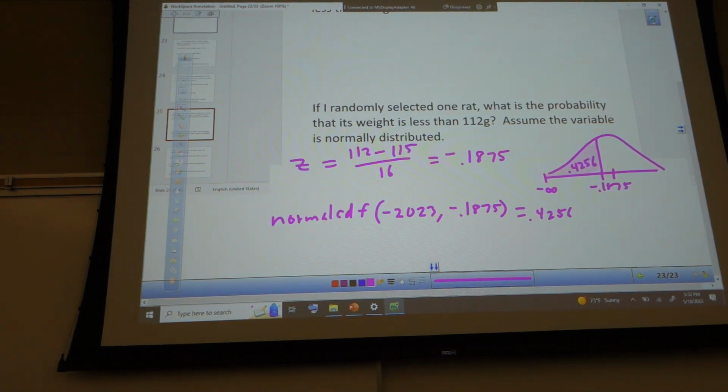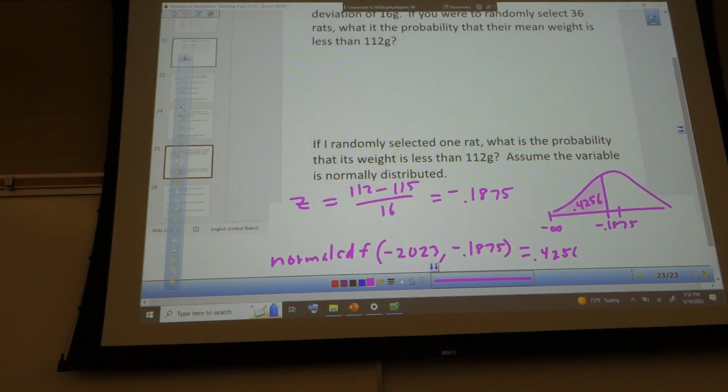And that's a probability, the percent of the population that has a z-score less than negative 0.1875, or has a weight less than 112. So now, are we feeling okay with this one? Okay, we'll do another one. Do you see that it's similar to the last problem? Yeah. Okay.